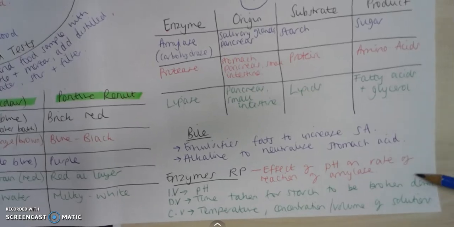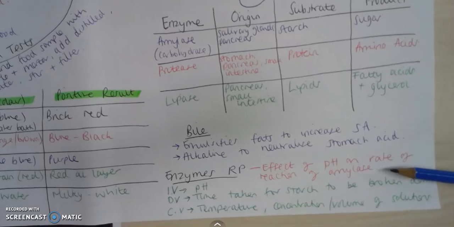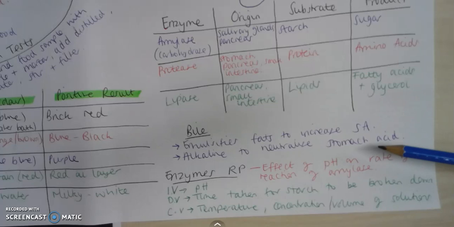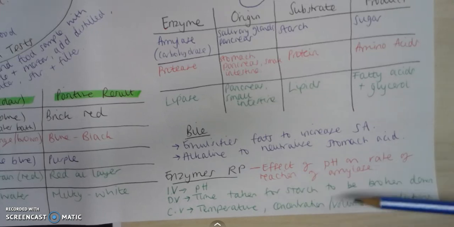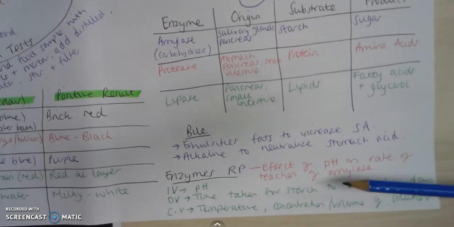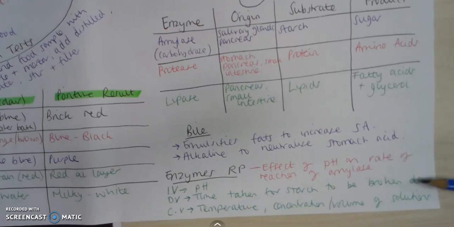With regards to the enzymes required practicals, this is the one where you're looking at the effect of pH on the rate of reaction of amylase enzyme, so kind of looking at how quickly amylase can break down starch depending on the pH you put it in. The independent variable, the one that you change, is going to be the pH. The dependent one, the one that you're measuring, is the time taken for that starch to be broken down.